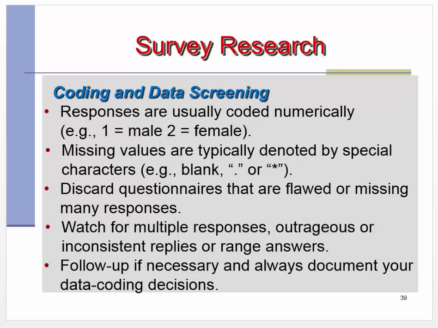And in coding and screening your data, you should code all responses numerically. You should denote missing values. Discard questionnaires that are flawed or missing many responses. Watch for multiple responses, outrageous or inconsistent replies, or range answers, and follow up if necessary, and always document your data coding decisions. That's all we have for Chapter 2, Data Collection.